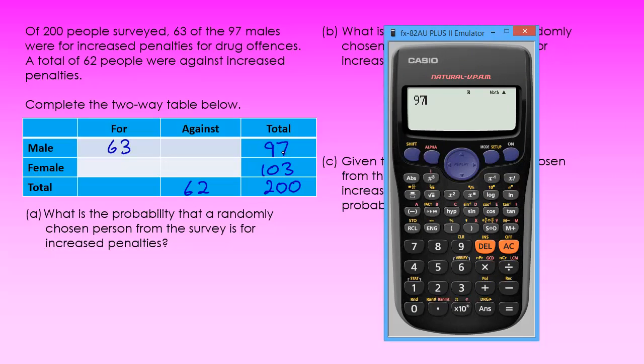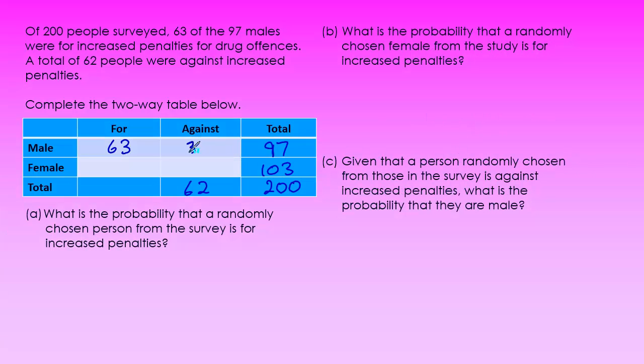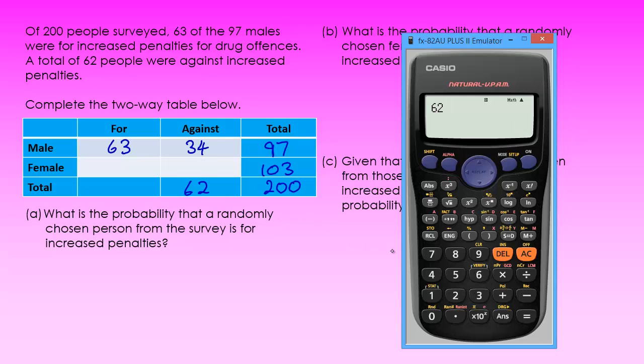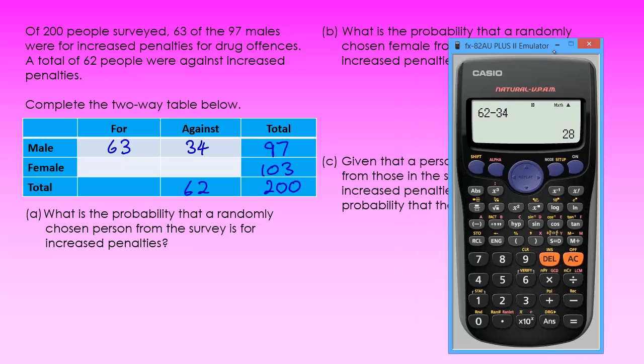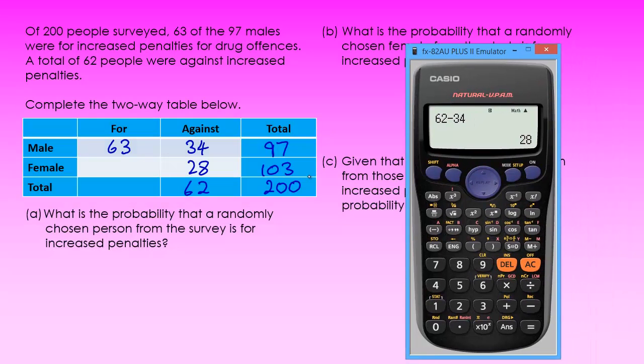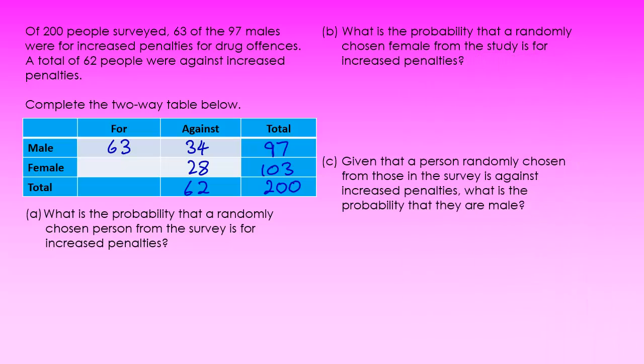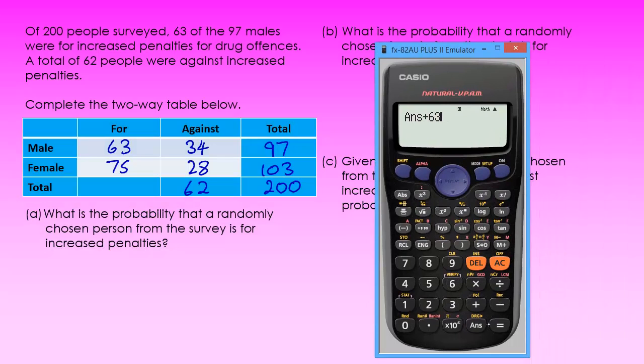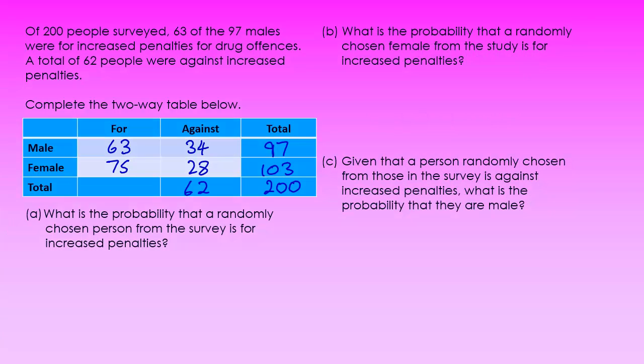So 97 is the row total here. Take away the 63 we already have, so that's going to be 34 in here. And then 62 is the column total here. Take away 34. That gives us 28. So we need 28 in here. And 103 is this row total. If we do 103, take away our last answer, that gives us 75 in here. And then to get the column total there, we'll add 63 to that, 138. And just to check, 138 add 62 does give us 200.